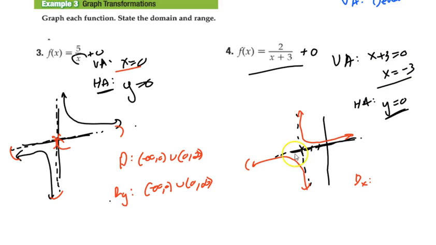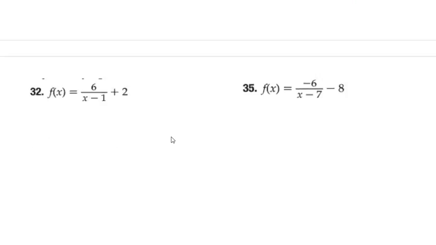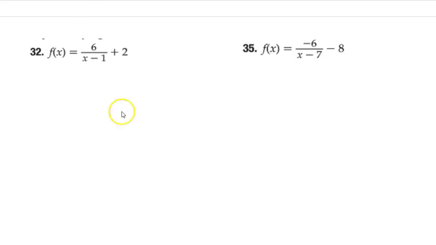Because you go from negative infinity to negative 3, union negative 3 to infinity, sorry. And then range is broken up by the horizontal, so you can tell because it says a y in it. So negative infinity to 0, union 0 to infinity. And that's how you graph those. Let's get a little more complicated. Let's look at this next one.